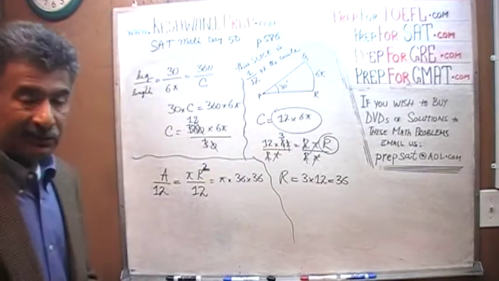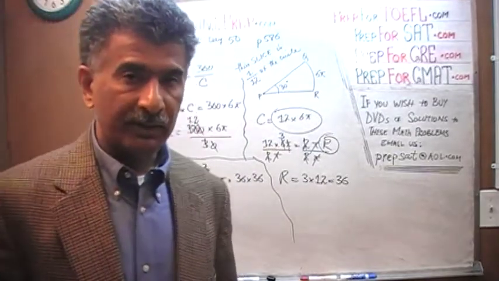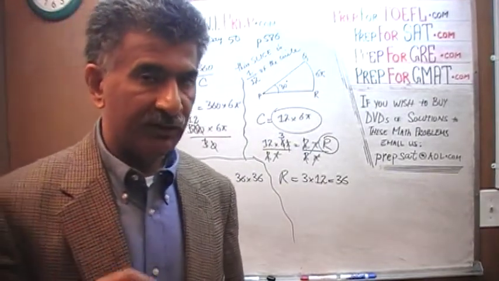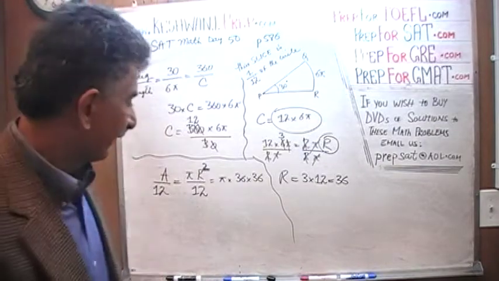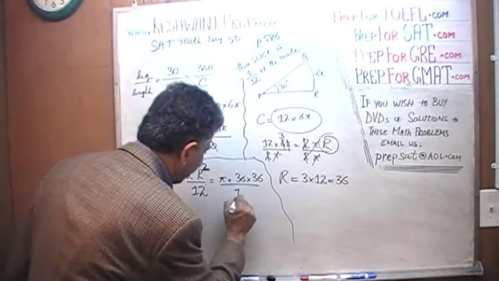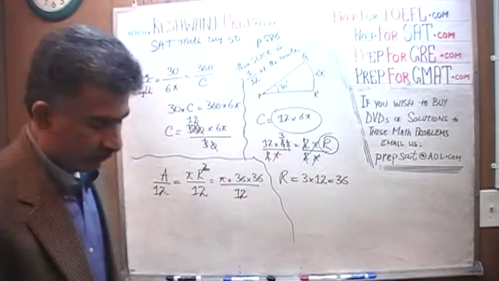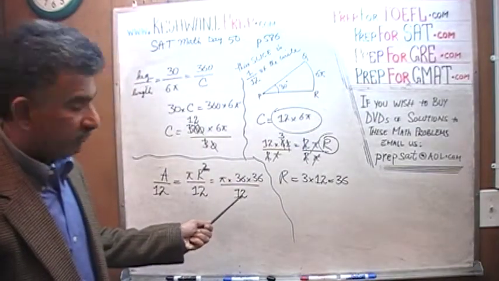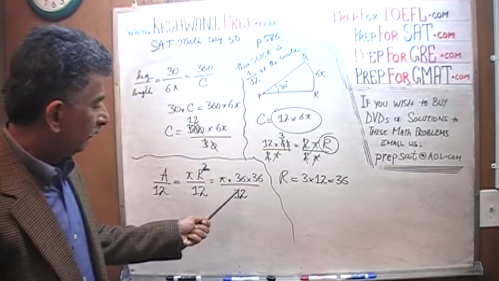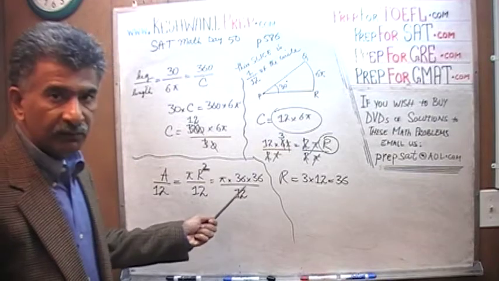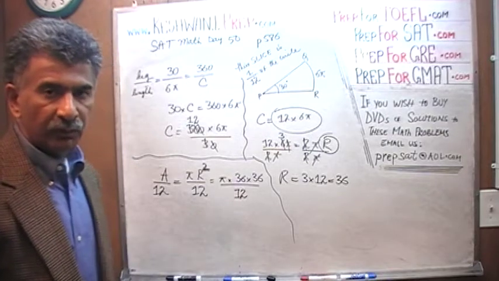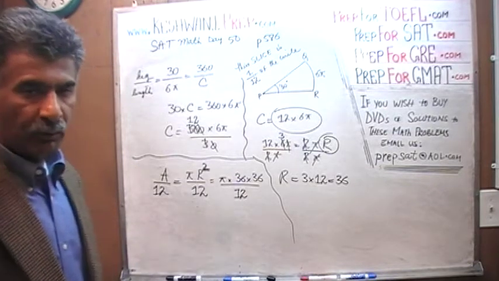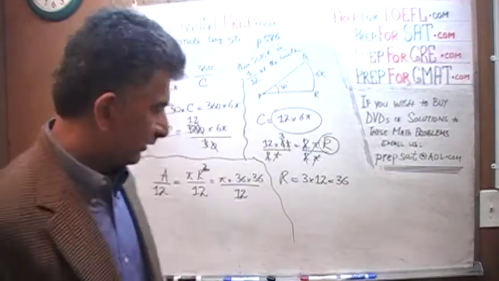And I'm not writing 36 squared, I'm writing it as 36 times 36, and you will see the reason behind it in a second. Over 12. And the reason is right here, because now we have to get rid of this 12. It's much easier to divide this thing by 12 if we have 36 times 36 as opposed to 36 squared. There's no need to reach for your calculator to find out what 36 squared is. It's a waste of time. Just leave it like that.